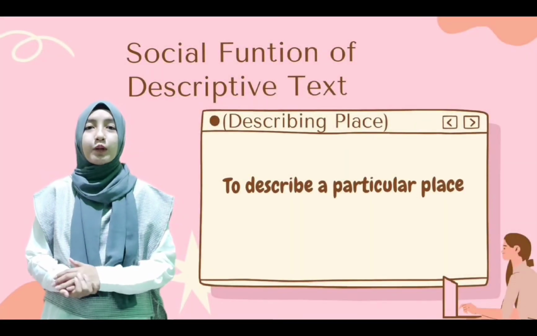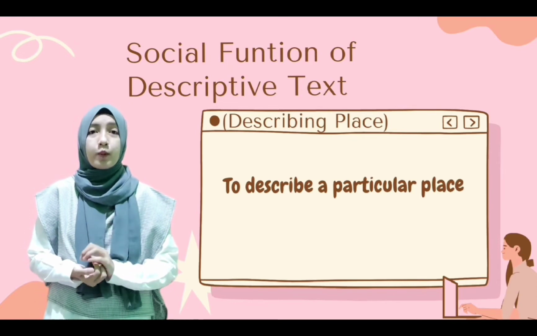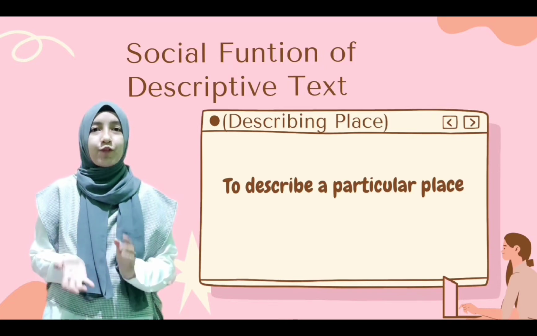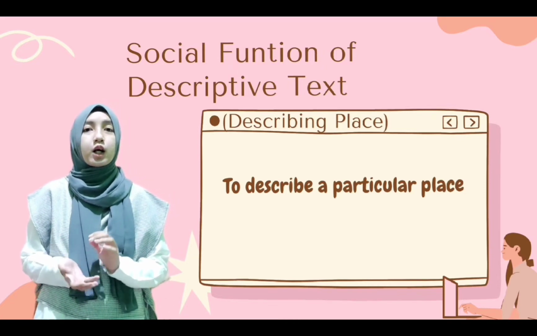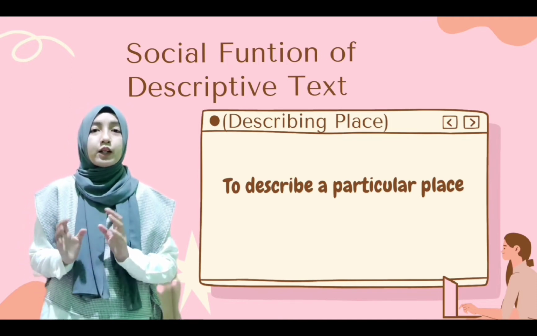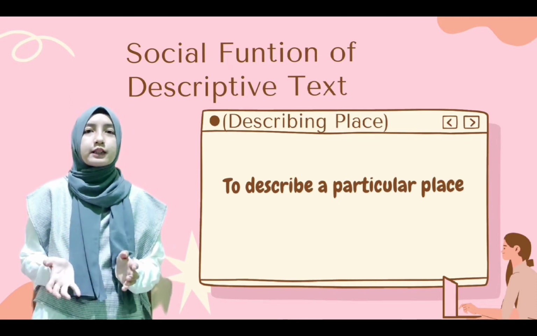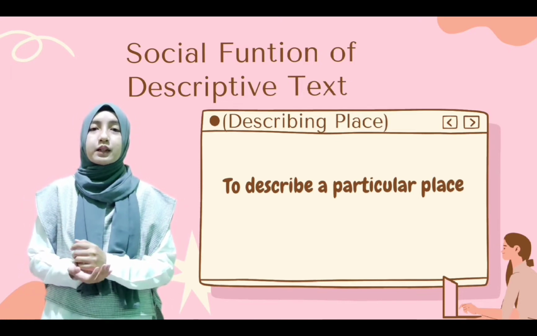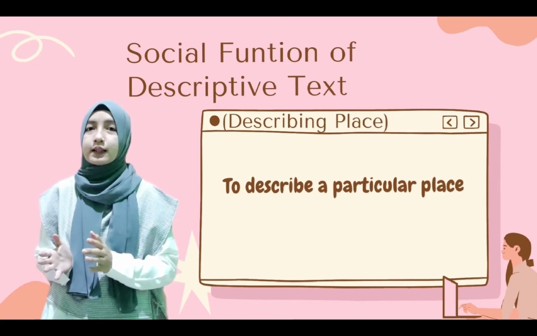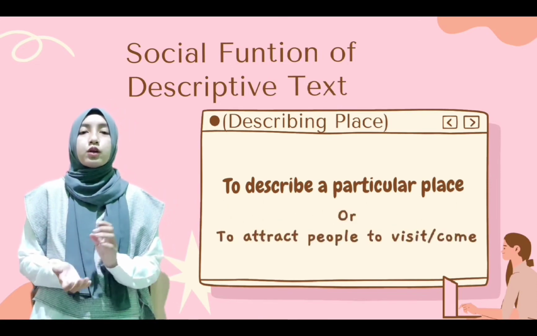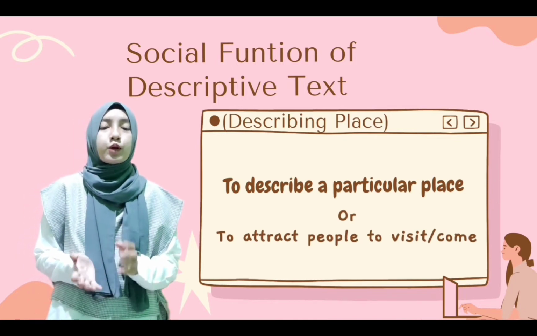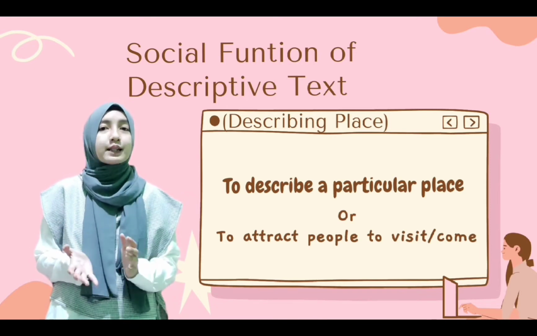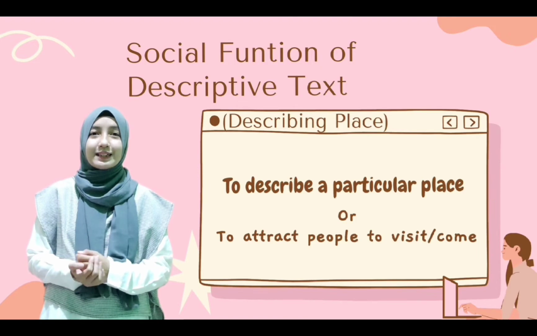First, we have to know about the social function or the purpose of descriptive text. In general, the purpose of descriptive text is to describe a particular object. But in the context of describing a place, for example, if you want to describe Monas, the purpose of the text is to describe Monas. Or also, you can say that the purpose is to attract people to visit Monas. It's easy to understand, right?